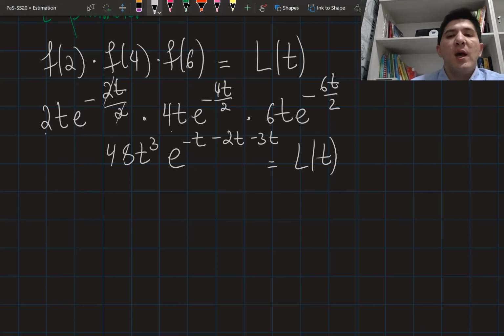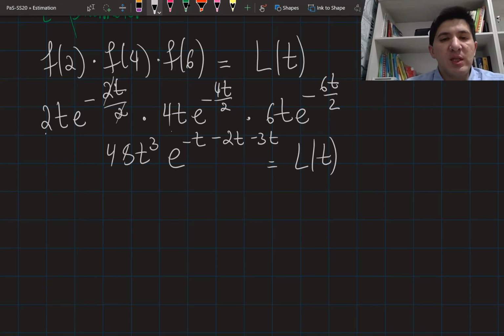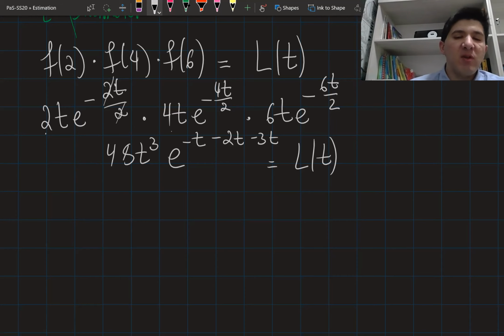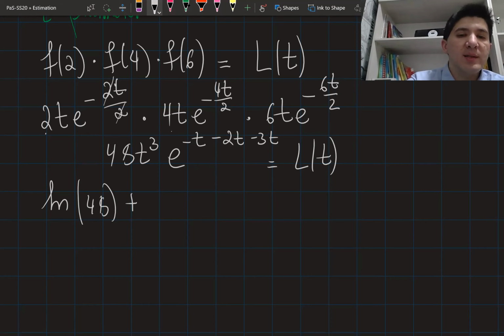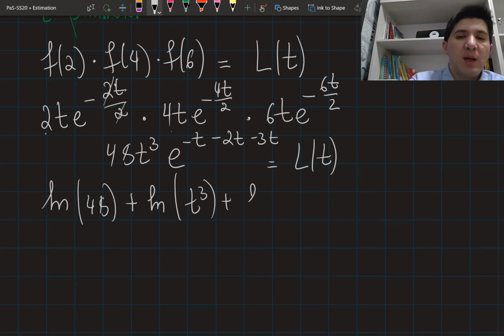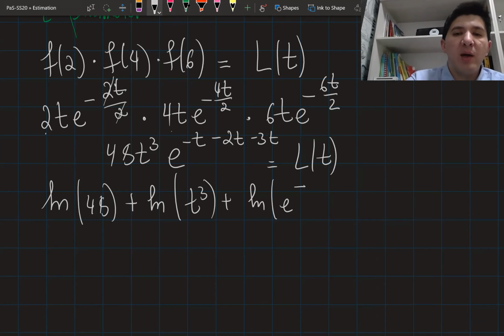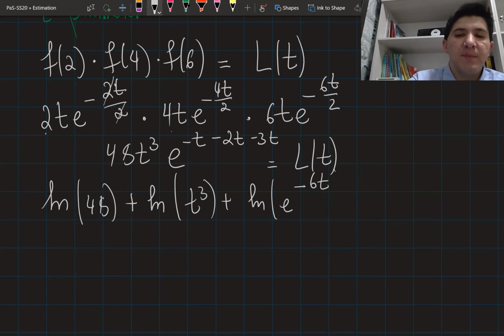What I can do is immediately take the derivative of the likelihood function and equalize it to 0 in order to find the value of t which will maximize this likelihood function. Or I can take a ln, which is going to give the same answer, but it's much easier for us to work this out. So it's going to be ln of 48 plus ln of t cubed plus ln of e to the power of minus 6t. So this is the ln of the likelihood function.